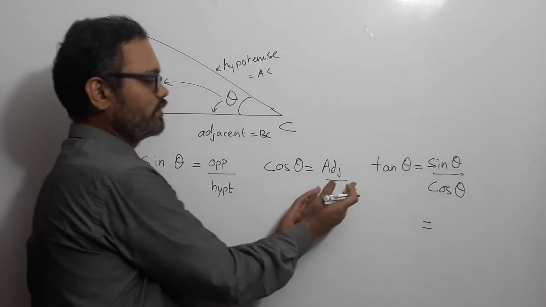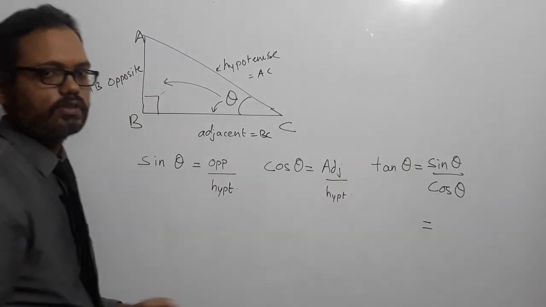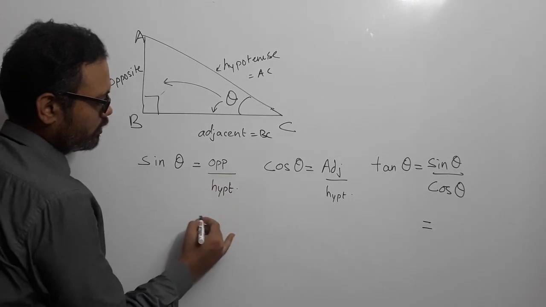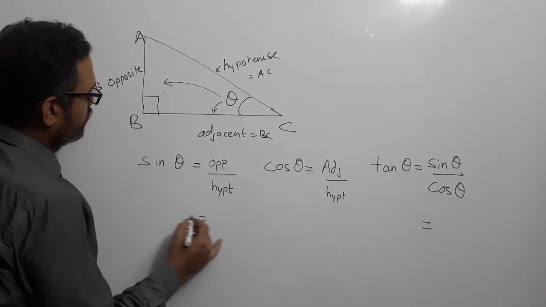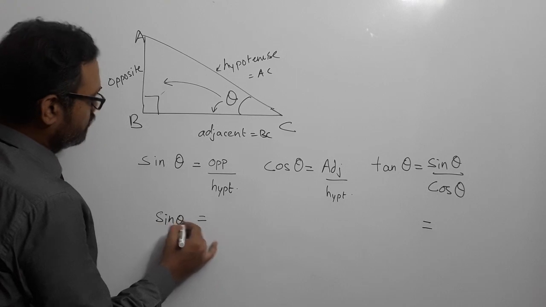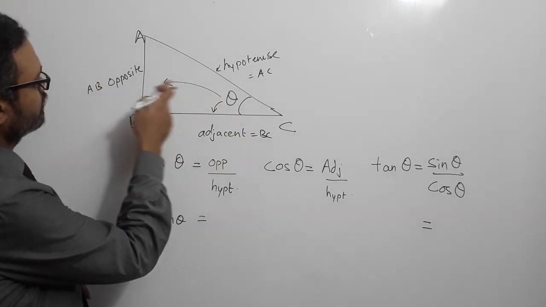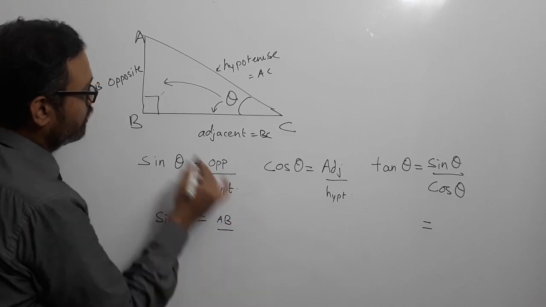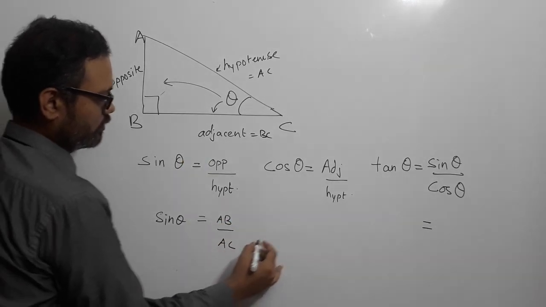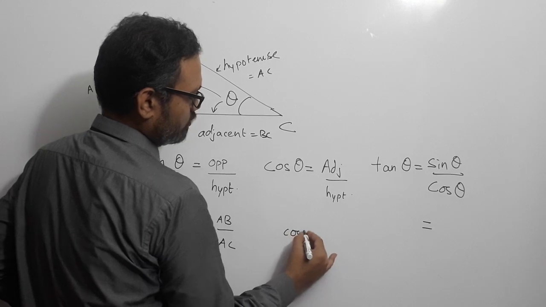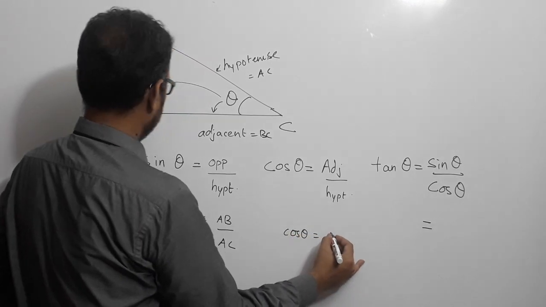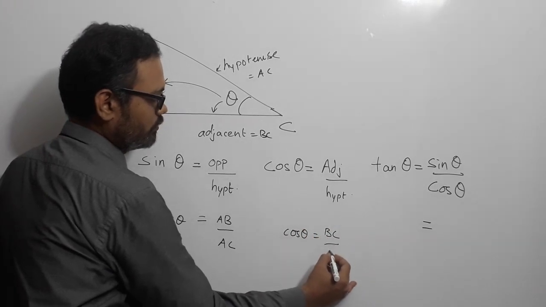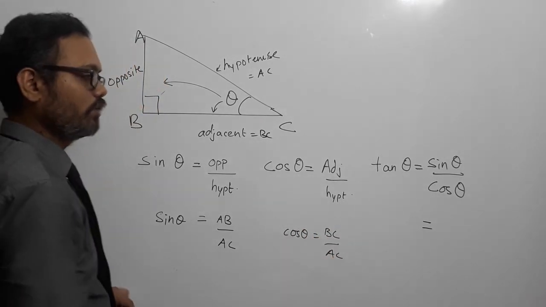This divided by this will give you tan theta. That we will see later. Now you know opposite is what? So sine theta becomes what? Sine theta is opposite, meaning this AB, upon hypotenuse, which is AC. Cos theta is adjacent, which is BC, upon hypotenuse, which is AC. Now what is tan theta?